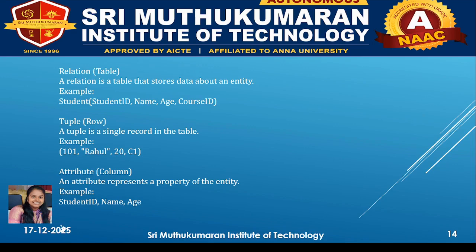See, we have been given some examples of relation, tuple, attribute. Student, in that we are providing student ID, name, age and then course ID. Tuple as rows. For the student ID, we are giving 101 as ID, name as Rahul, age as 20, course ID will be C1. In that, attributes are student ID, name and age, because an attribute represents the property of the entity.